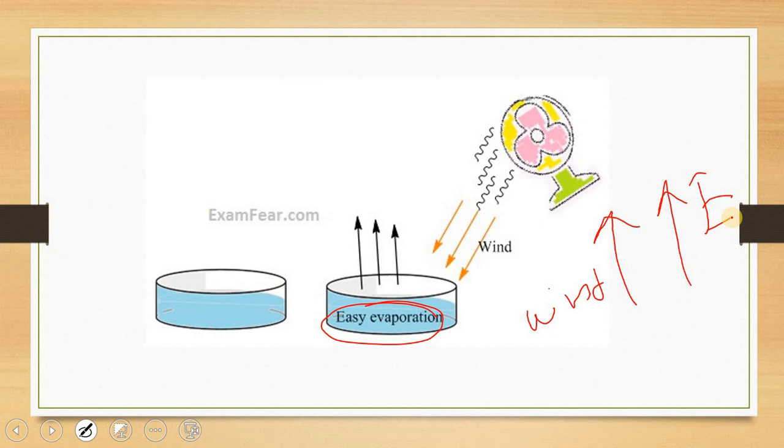Sama lah macam baju juga. Cuba bayangkan kamu sidai baju dekat tempat yang kuat angin. Okay, dia akan cepat kering. Banding dengan kamu sidai baju dekat tempat yang tidak ada angin, tidak panas gitu kan. Jadi dia akan mempengaruhi kamu punya proses penyejatan. Okay, it will affect your process of evaporation. When you have a fan, when you have wind, it will tremendously increase your rate of evaporation.